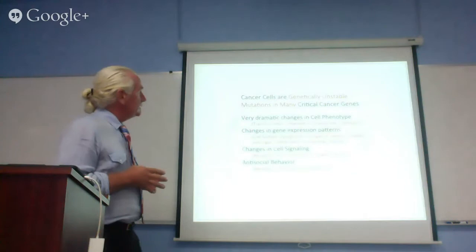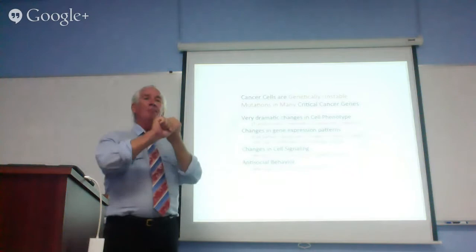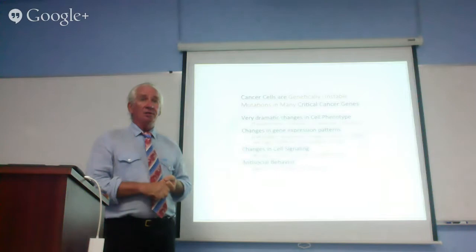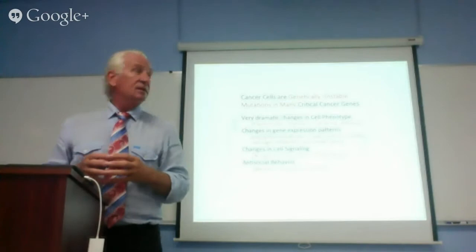So due to all these mutations, we have very dramatic changes in cell phenotypes from the normal non-cancerous cells. The cells become transformed. They go from polarized cells to unpolarized cells. And that unpolarized cell will eventually become more aggressive. Dramatic changes are due to very large changes in gene expression patterns. This is where we're going to get our markers from at the cell surface.